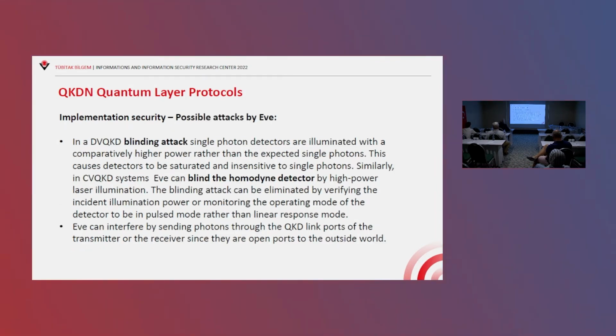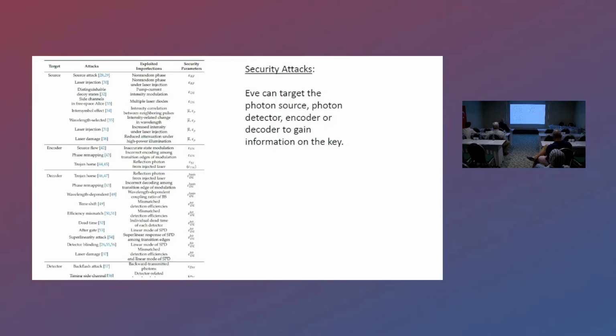I'll show these things in a separate slide, so I'm going to skip these for the sake of time. So this is a list of security attacks that Eve can implement on the communications channel. The security attack could be either to the photon source, photon detection, or encoder and decoder of the communication system. It's all for the purpose of gaining information on the key. So all these attacks would be possible. I'm not going to go into the details of this, but this is quite an involved research field to understand security features and compute and analyze security characteristics of QKD systems.